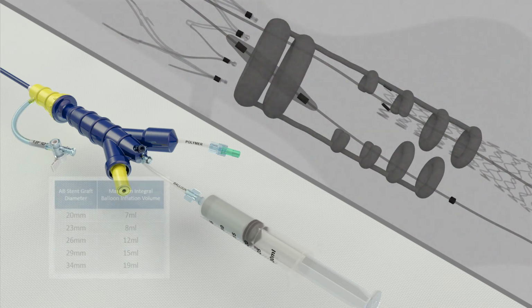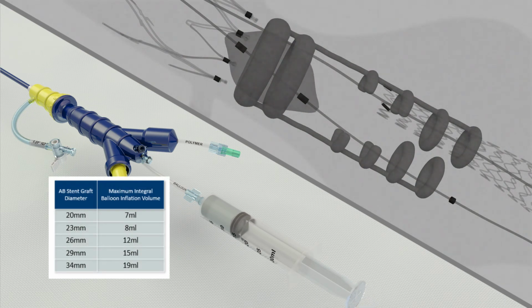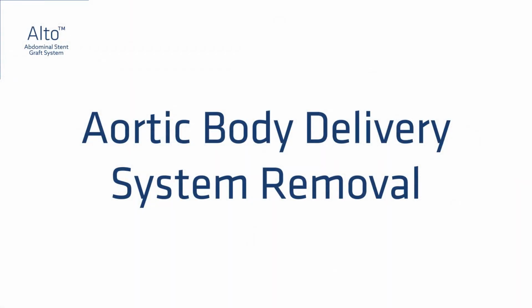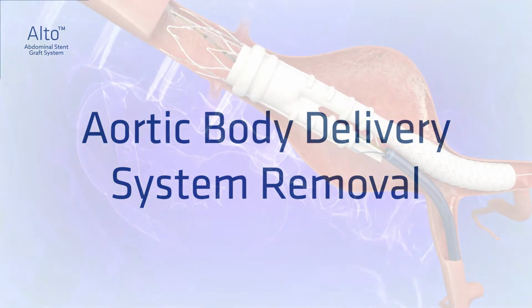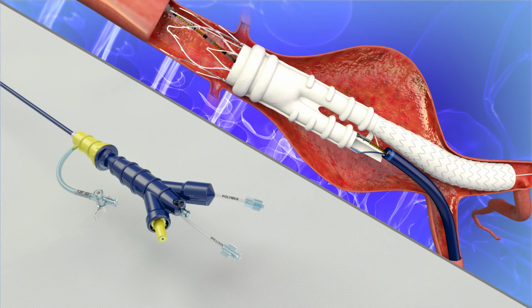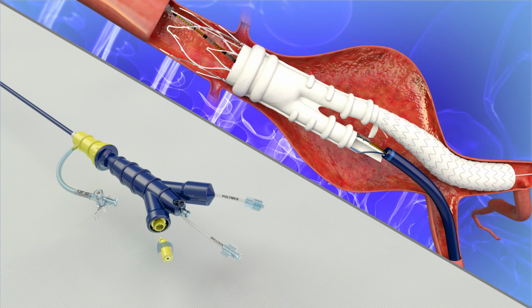Manually inflate the integral balloon with saline and contrast mixture until the sealing ring is in apposition with the vessel wall. Manually deflate the balloon. Turn and pull the graft release knob, or third release knob, away from the handle, releasing the connection between the aortic body and its delivery system.